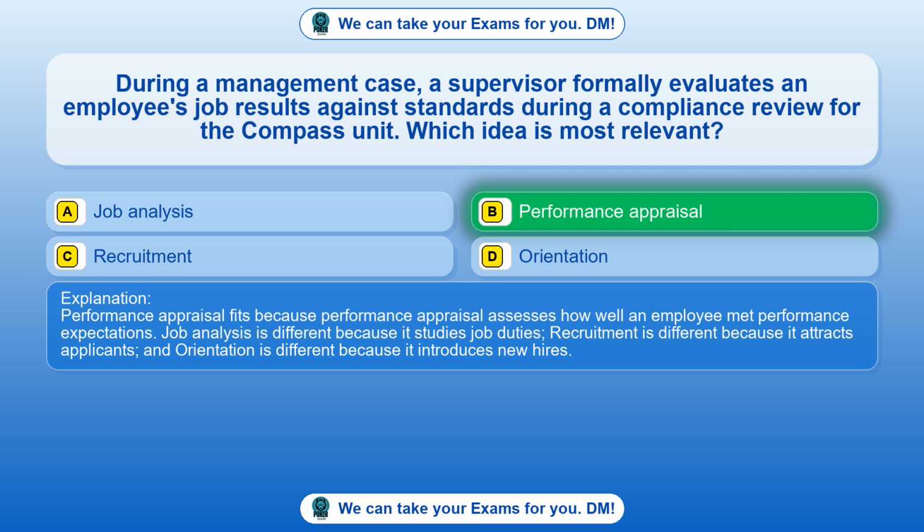Performance appraisal fits because performance appraisal assesses how well an employee met performance expectations. Job analysis is different because it studies job duties, recruitment is different because it attracts applicants, and orientation is different because it introduces new hires.